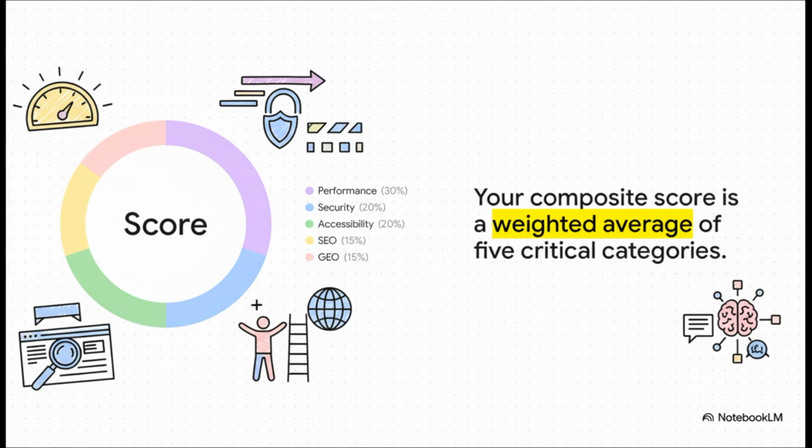Okay, so that overall score isn't just a random number. It's a weighted average of 5 key areas. Performance, how fast your site feels. That's the biggest piece of the pie at 30%. Then you've got security and accessibility, both super important at 20% each. And finally, you have your classic SEO and the new kid on the block, GEO. That's generative engine optimization for AIs at 15% apiece.